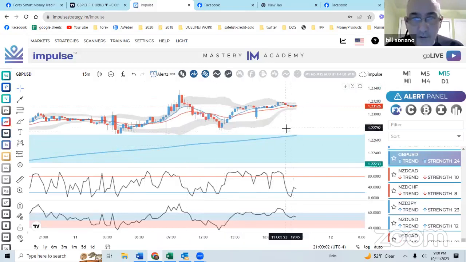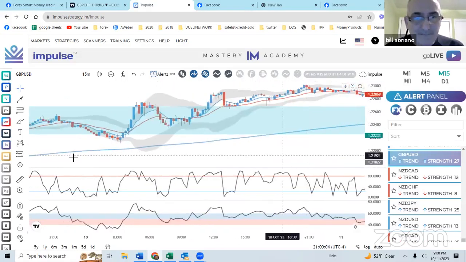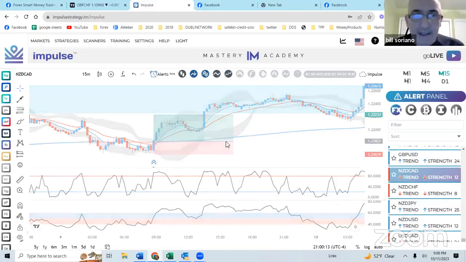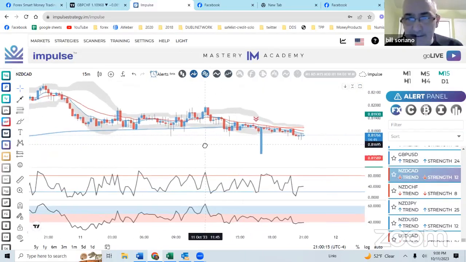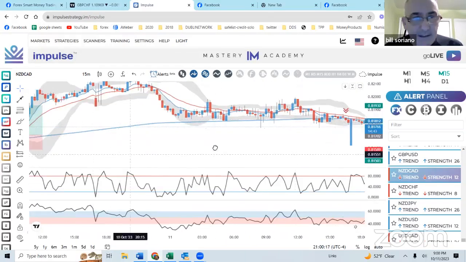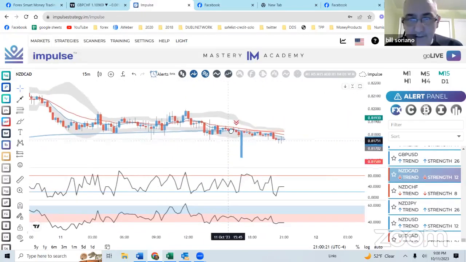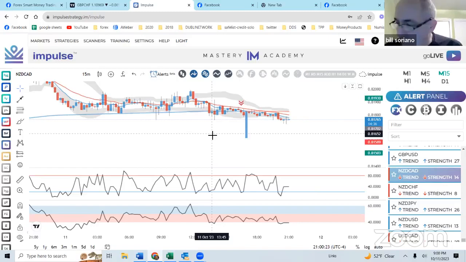GU. There's a winning trade right there in GU. The indicator is still showing up there. NZDCAD. Again, right here, we had a winning trade. We're going to have to set this trade up here as well after we get off of here.